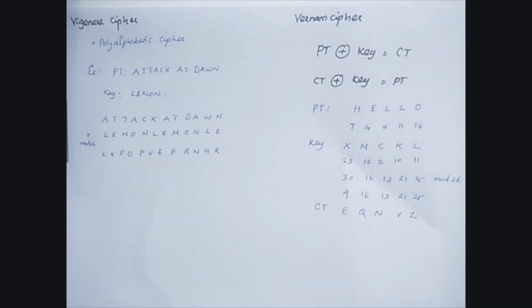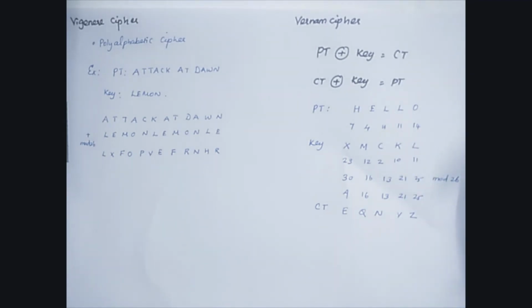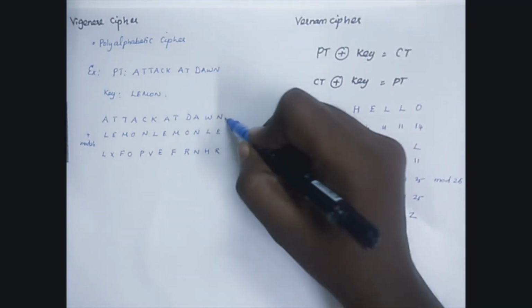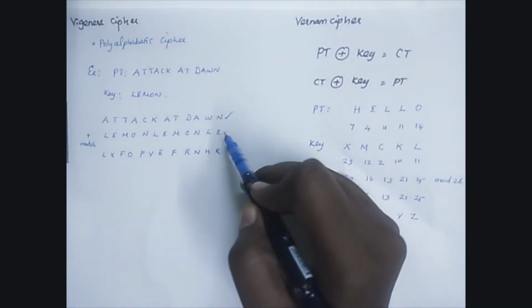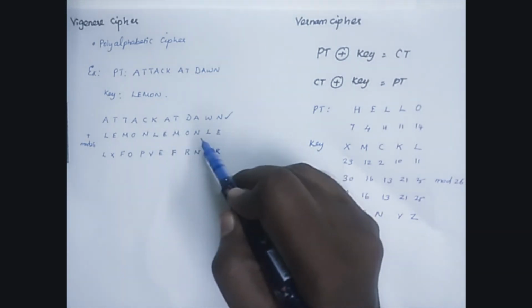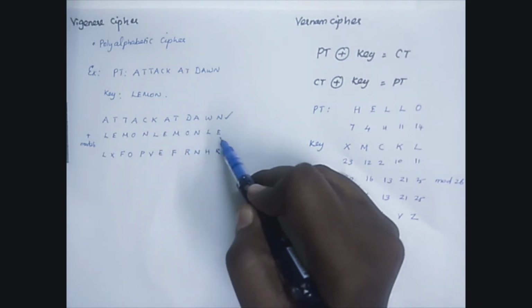The next polyalphabetic cipher technique is the Vigenere cipher. Here the plaintext is given as attack at dawn and the keyword is given as lemon. First we need to check whether the key size is equal to the plaintext size, else we need to repeat the same key up to the last character of the plaintext. So for attack at dawn, this is the plaintext, lemon is repeated until the last character of the plaintext. So I just repeated the keyword.